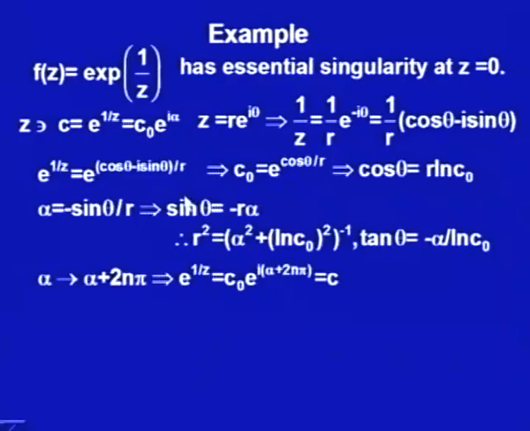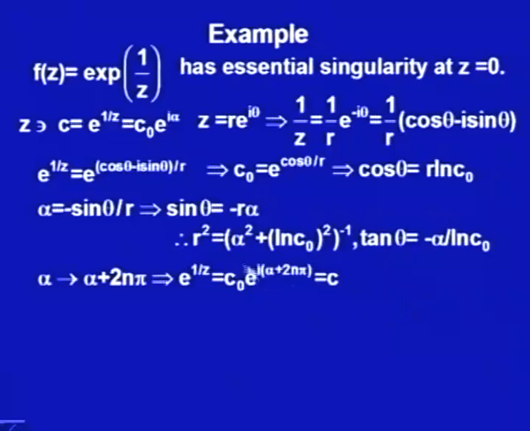This c value would be e to the power 1 by z, that is c naught e to the power i alpha plus 2 n pi. So, alpha plus 2 n pi, i alpha is as such, e to the power i 2 n pi we do know is 1, because it is cos 2 n pi plus i sin 2 n pi and cos 2 n pi is always plus 1. So, this is same as c naught e to the power i alpha, that is c. So, if I am changing alpha to alpha plus 2 n pi, certainly this value c is not changing.